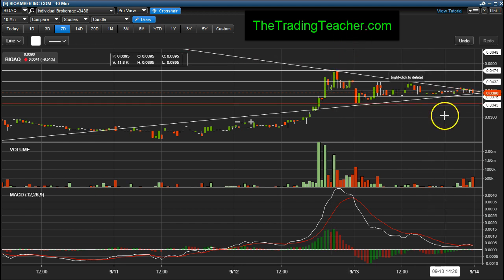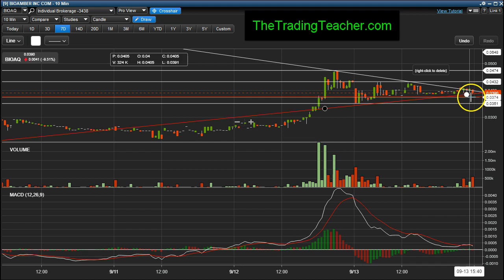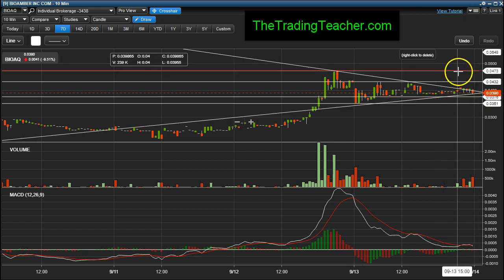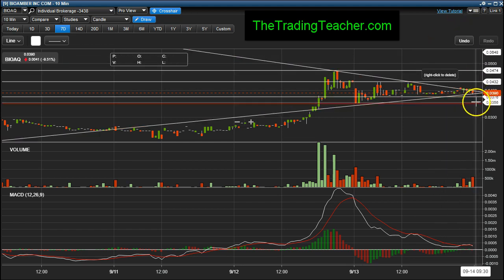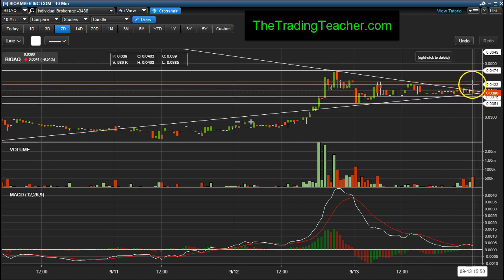All right. Now I showed you 2 levels of support, first level, second level, and 2 levels of resistance, first level, second level. Of these 2 supports, the first level is currently the higher price. This is the second level at roughly 0.035. The first level resistance is 0.043.